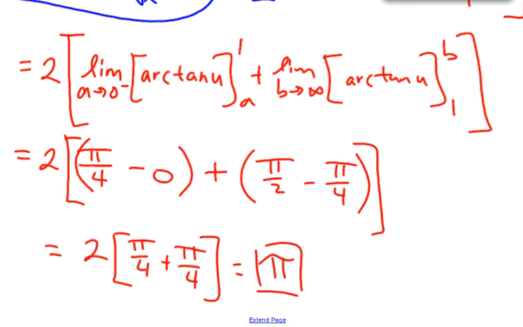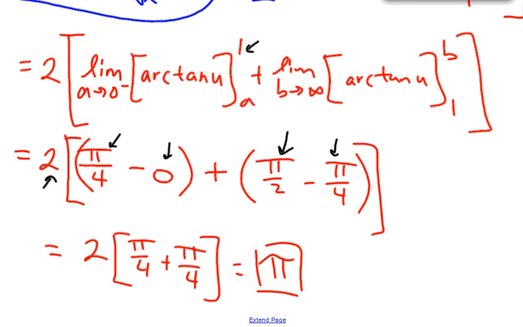Okay, so the very final answer here is pi. So let's just make sure that you understand how to do all of this. So my 2 just stayed out front, and then the limit as a approaches 0. So arctangent of 1 is pi over 4. Then arctangent of a as a approaches 0 is just 0. Then over here is the limit as b approaches infinity. Arctangent as it approaches infinity, we talked about the graph of arctangent is approaching pi over 2. And then minus the arctangent of 1, which is pi over 4. So then we reduce all of that down and we get pi as our final answer.